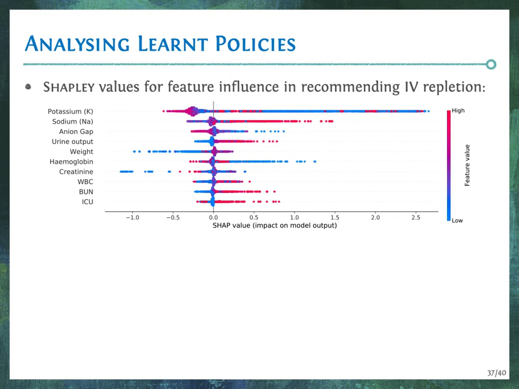So as expected, current potassium level is the most influential feature, with low potassium levels associated with higher probability of repletion. We also find that oral repletion is more likely to be recommended at high levels of sodium, which tends to be inversely correlated with potassium, as well as at high urine input, causing high potassium loss, likely because the patient was administered some non-potassium sparing diuretic.